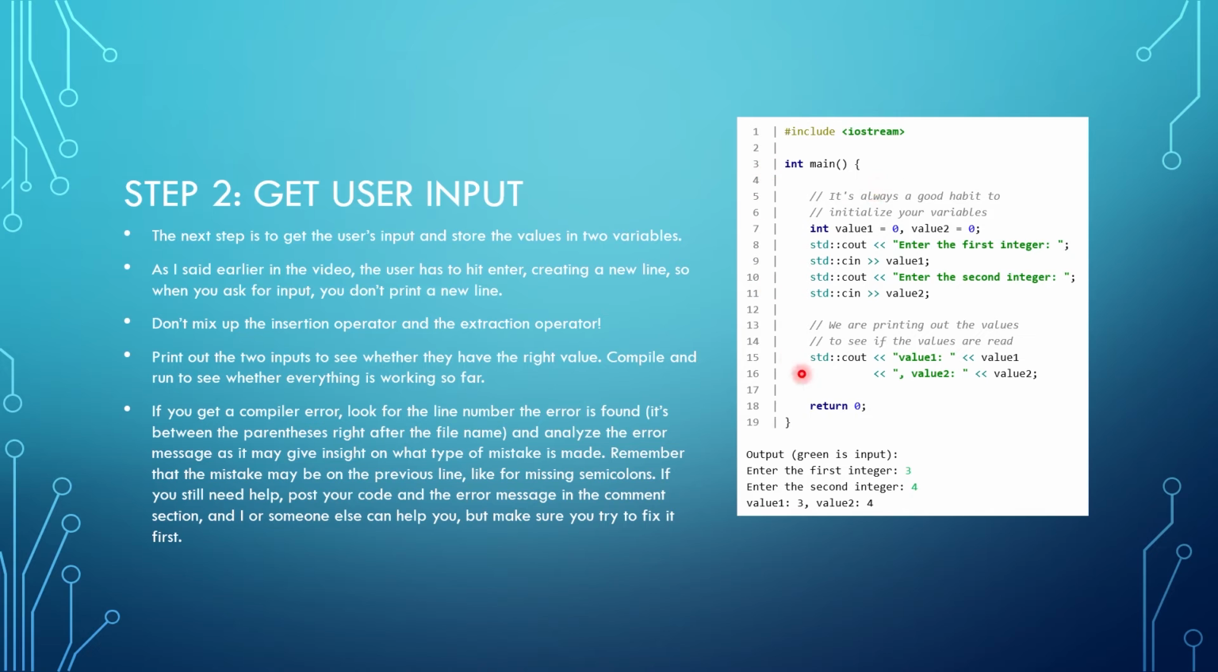Here's our program. It takes the user's input and puts it in value 1 and value 2, and then we're printing out its values to see if the values are read. If everything's working for now, like if the user inputs 3 and 4, it prints out value 1 is 3, value 2 is 4.